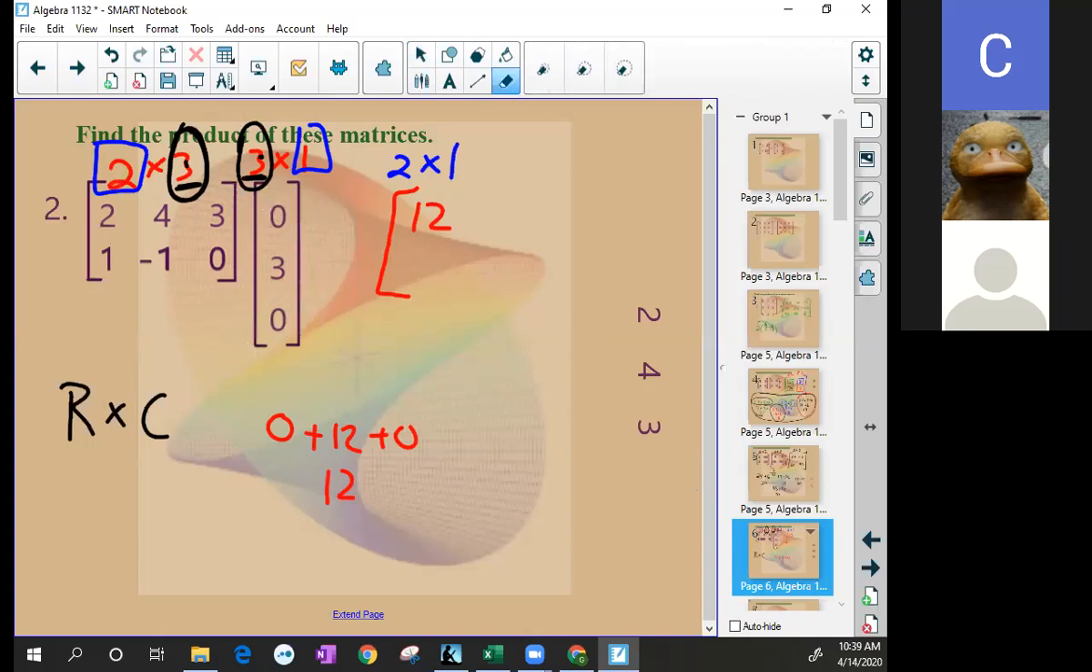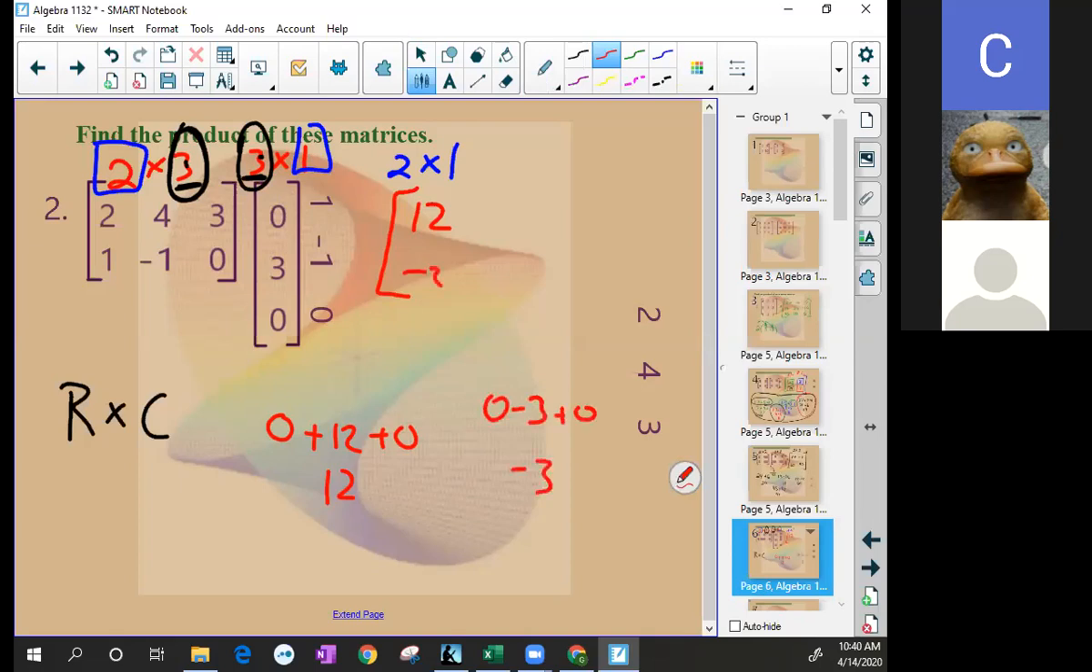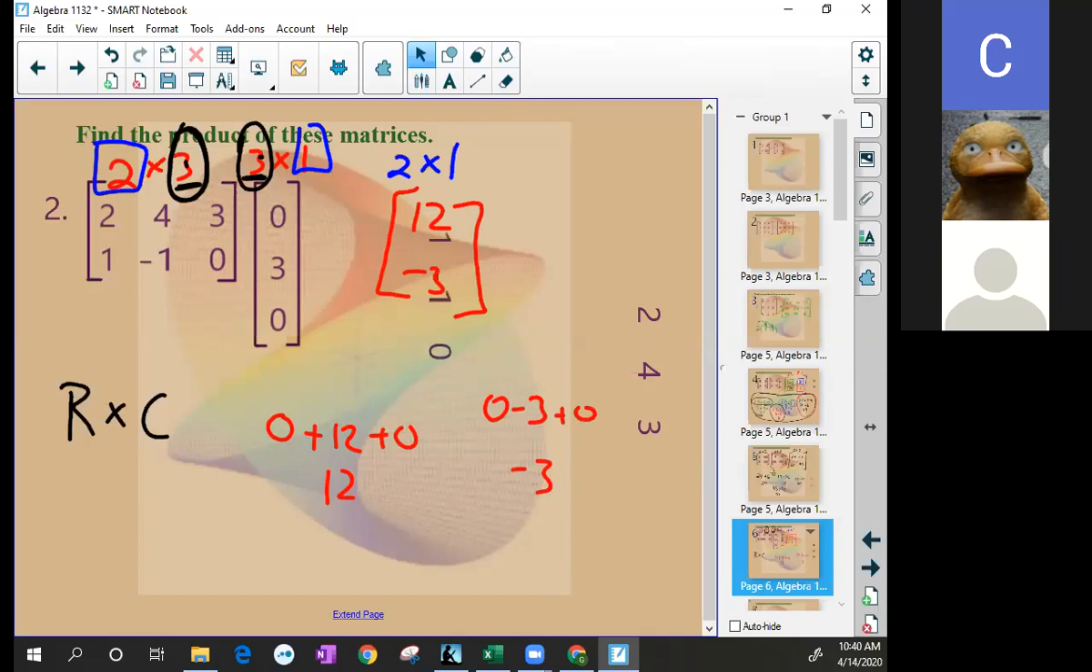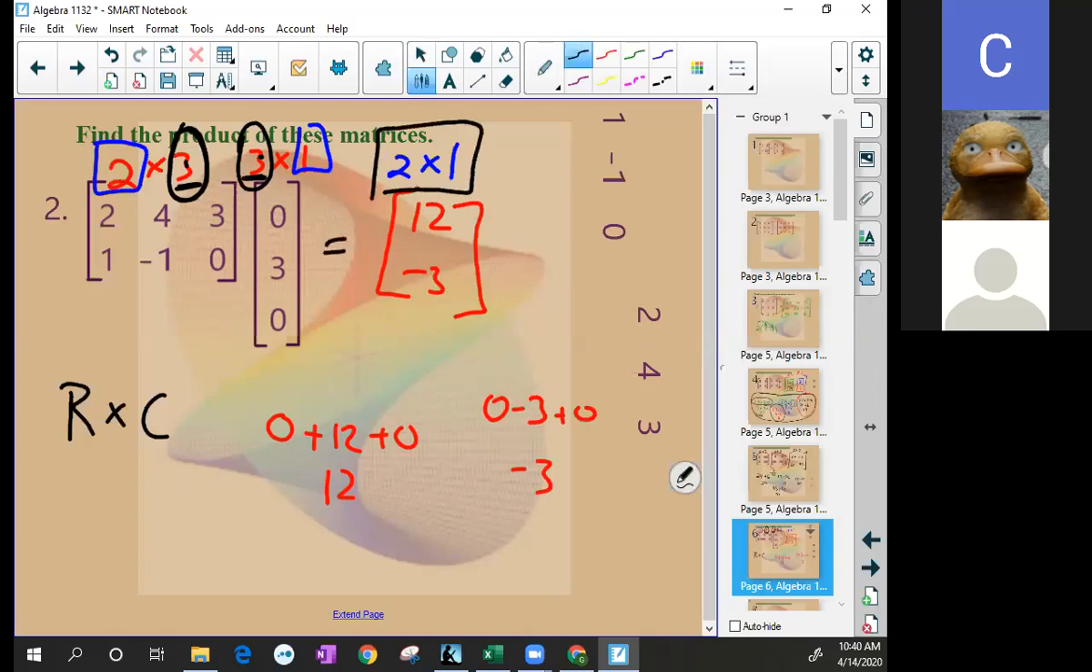So now it's time to use the second row. I'm going to take the second row, bring it over here, flip it up. So I'm going to have 1 times 0, 3 times -1, and 0 times 0, and add all that together. So it's going to be 0, -3, plus 0 is -3. And that is my answer. There are no other columns to multiply by, so I'm finished. And you see that the answer is a 2-row by 1 column answer.